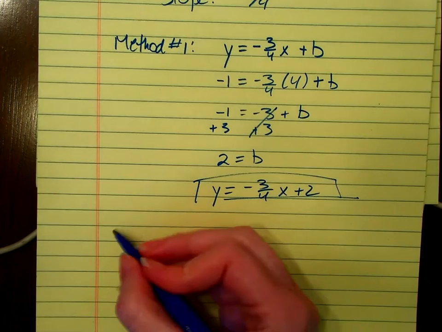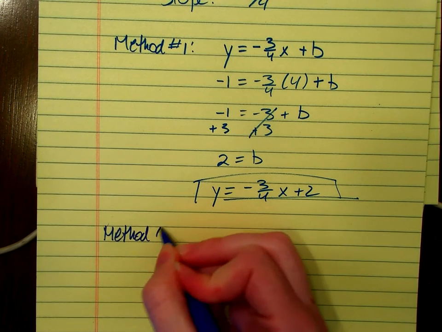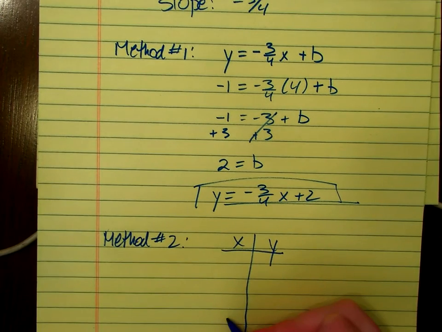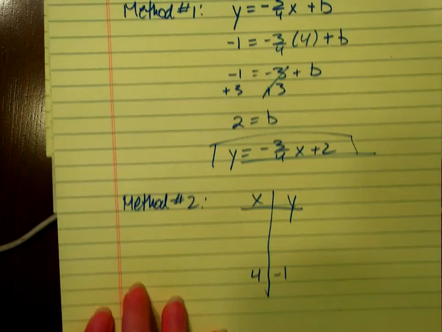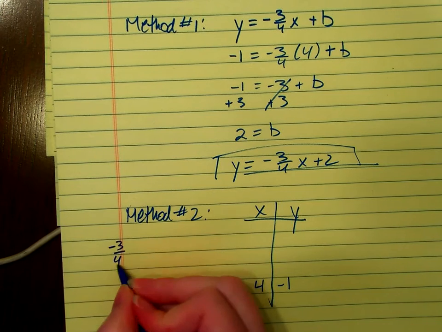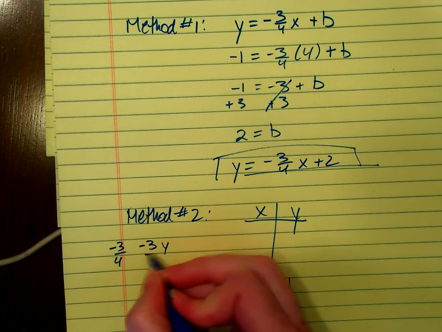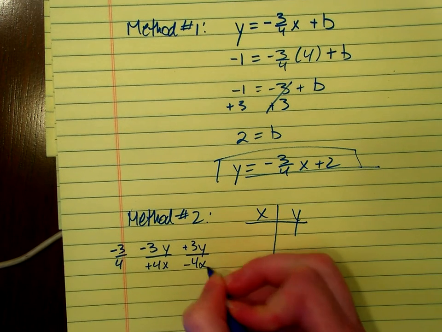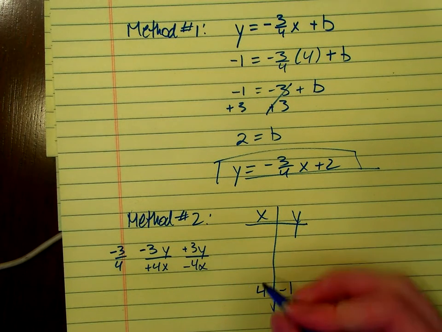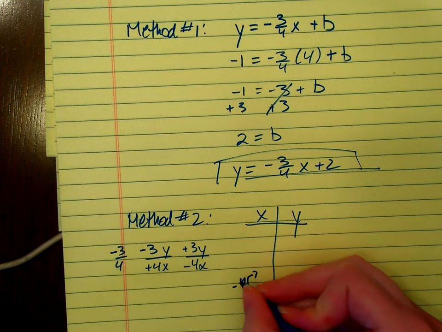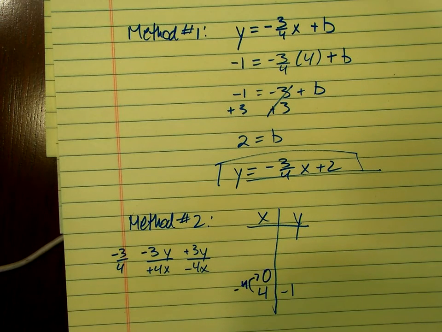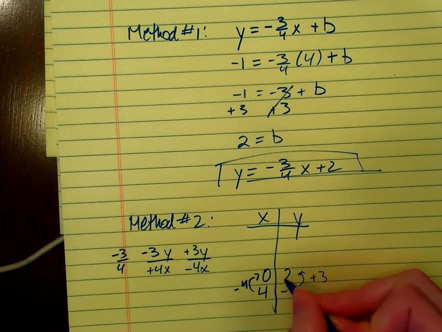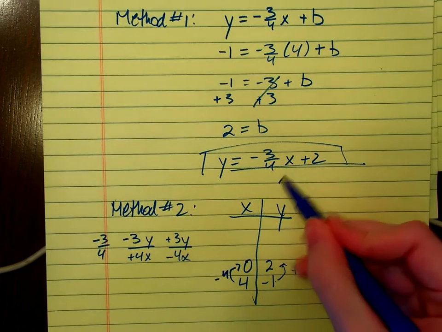Second method, where we're reasoning from a table. So you want to make your xy chart. We're given (4, -1). We reason from our slope of -3/4. That means we minus 3 on the y to add 4 on the x, or we add 3 on the y to subtract 4 on the x, as long as they're opposite methods. Well, lo and behold, subtracting 4 on x already gives us 0, which is what we want. So we have to add 3 to the y. -1 plus 3 gives me +2. Exactly the same thing.